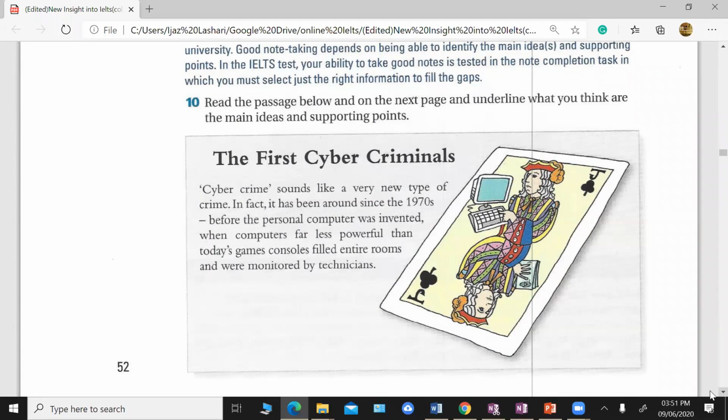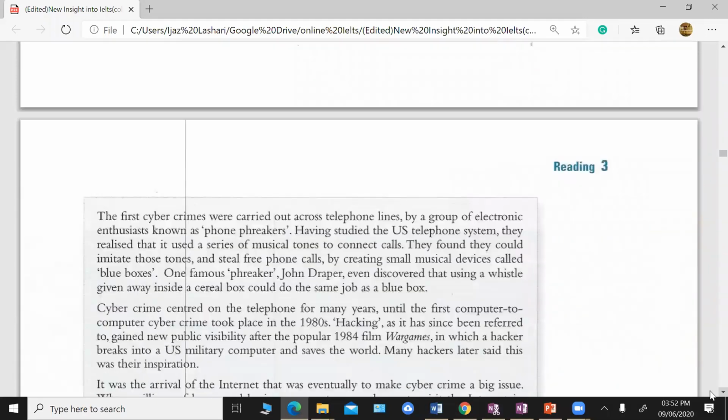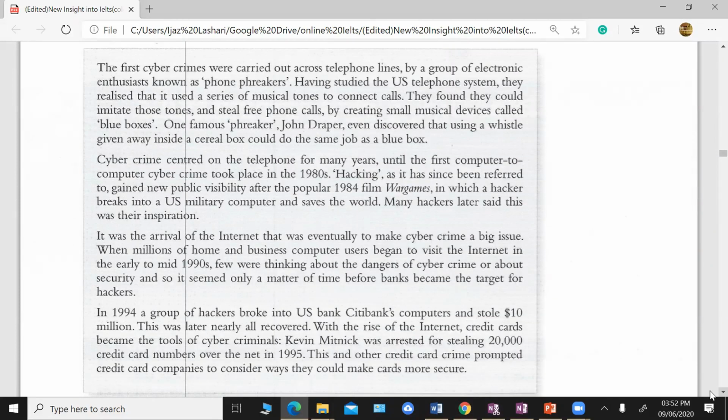Read the passage below and on the next page and underline what you think are the main ideas and supporting points. The first cyber criminals. Cybercrime sounds like a very new type of crime. In fact, it has been around since the 1970s, before the personal computer was invented, when computers far less powerful than today's games console filled entire rooms and were monitored by technicians. The first cybercrime was carried out across telephone lines by a group of electronic enthusiasts known as phone phreakers.